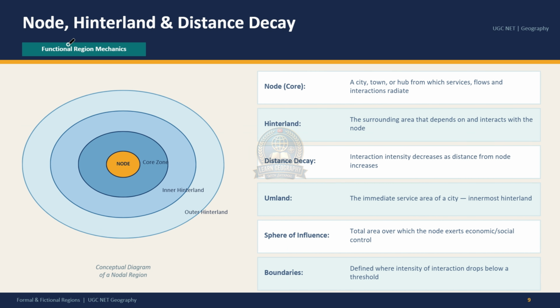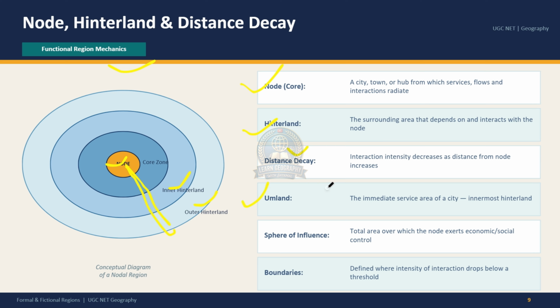Now note hinterland and distance decay, functional region mechanics. Core: a city, town, or hub from which services and flows of interaction radiate. This is the node. Hinterland: the surrounding area that depends on and interacts with the node. This is the inner hinterland, this is the outer hinterland. Distance decay: interaction intensity decreases as distance from the node increases. As distance increases, interaction decreases.